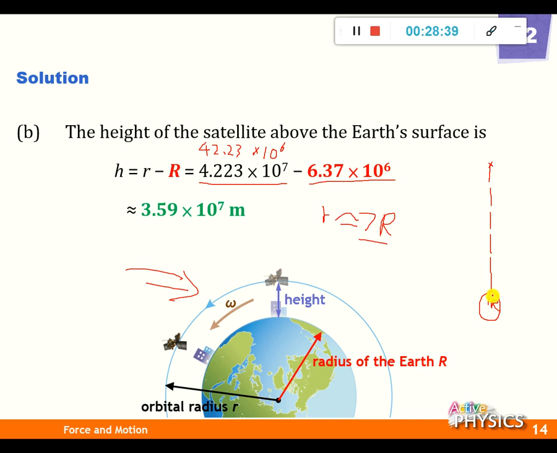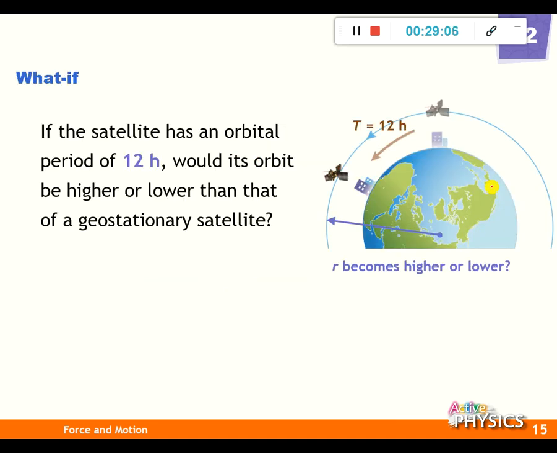Actually, if you take a UFO or another spaceship far away from the Earth, you can take this photo. This satellite is quite small compared with the size of the Earth, but it should be around 7 times the radius of the Earth. It will be like that, far away.